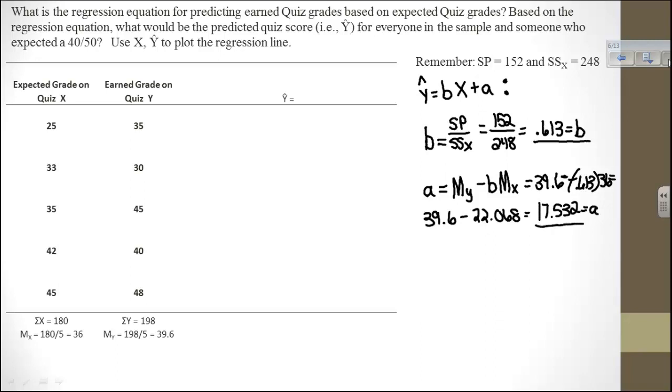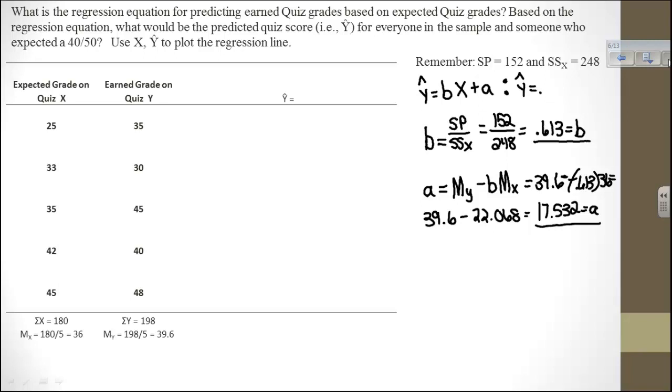So this is like our starting point for the earned quiz grade. In other words, if somebody expected they were going to get a 0 on the quiz, we would anticipate that they would actually get a 17.532 based on this data and the regression equation that we're going to make with this data. So we now can write our regression equation.